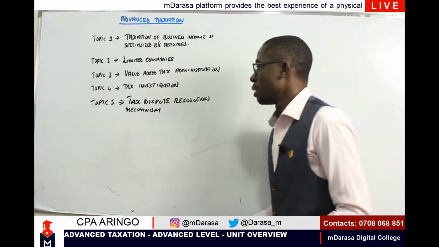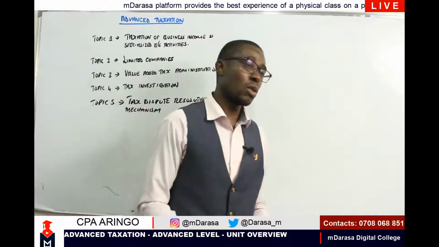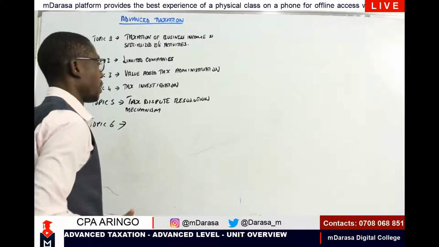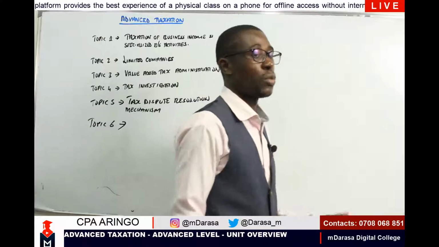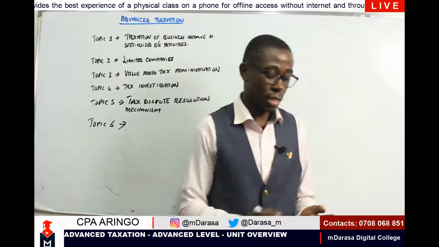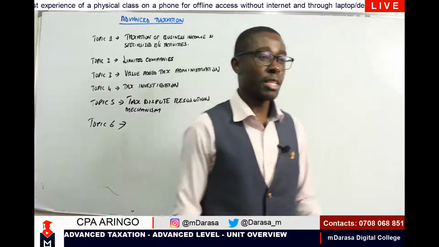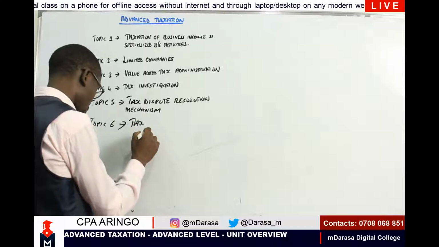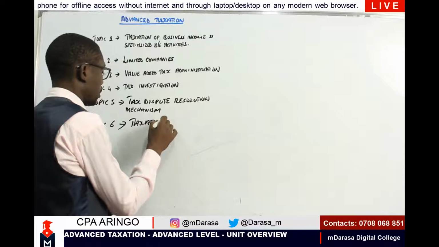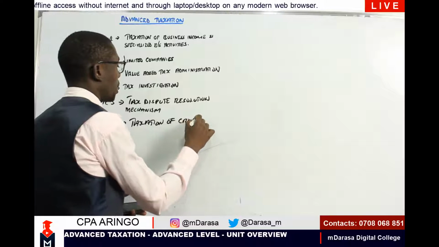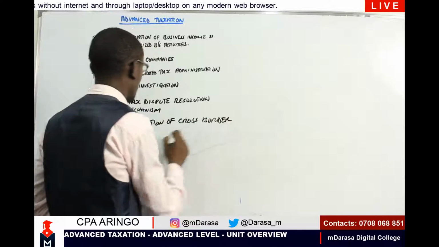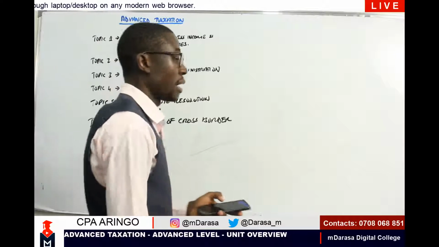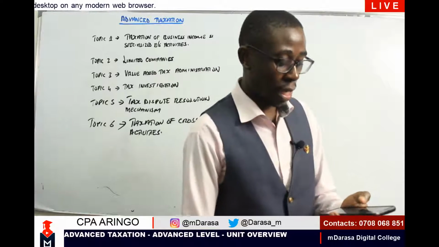What about topic number six? Topic number six, again, this was there earlier on in the previous syllabus. But at this point, you'll find that they have incorporated some new elements which you'll be expected also to understand. Looking at topic number six, we'll be expected to cover taxation of cross-border activities. That is what we'll be expected to cover at this point.